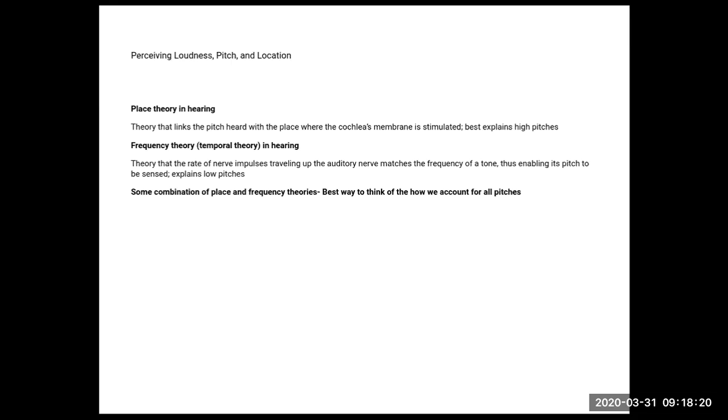So, much like we talked about with color processing in the eyes, using the ganglion cells in the opponent process theory, and the RGB cones in the trichromatic theory, the best way to account for high, low, and medium pitches is some combination of place and frequencies. So this is the best way to think of how we account for all pitches. If you ever saw this on an exam, it would be a combination of place theory and frequency theory in hearing.